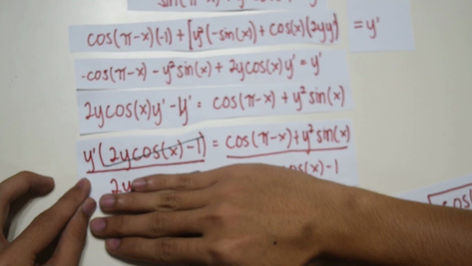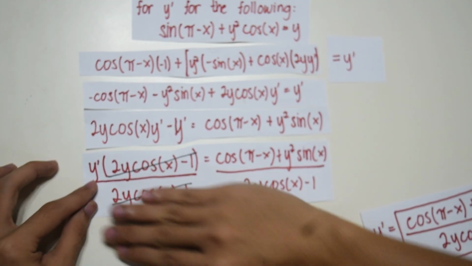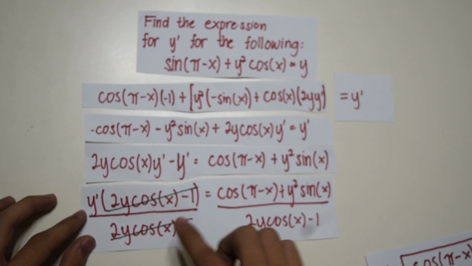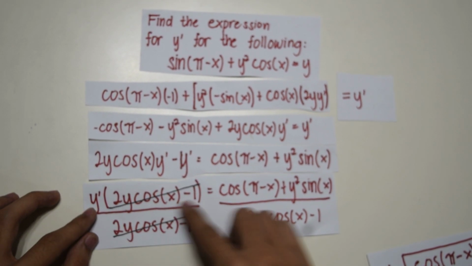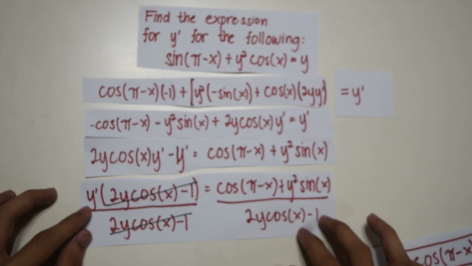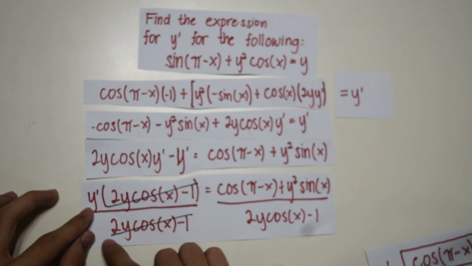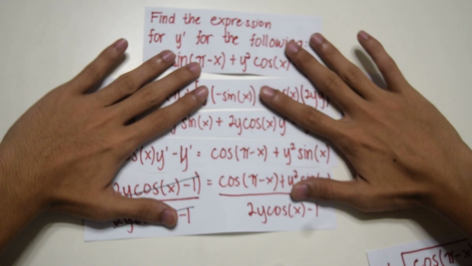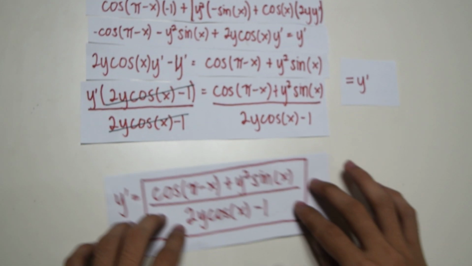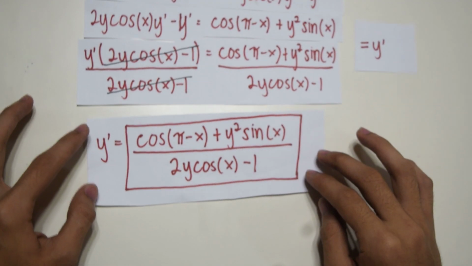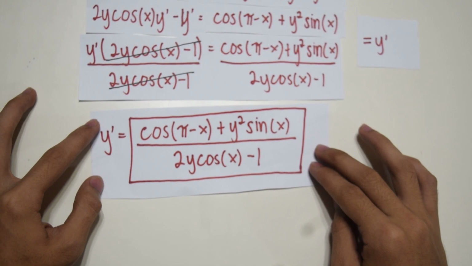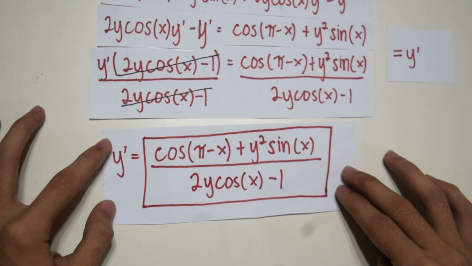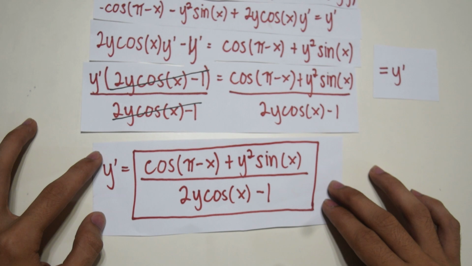Now since we got our function, to get the y prime, we need to divide it by the one here, which is 2y cos x minus 1. So we divide it from both sides to cancel them out, which leaves us with our final answer, which is y prime is equal to cos of (pi minus x) plus y squared sine x, over 2y cos x minus 1.